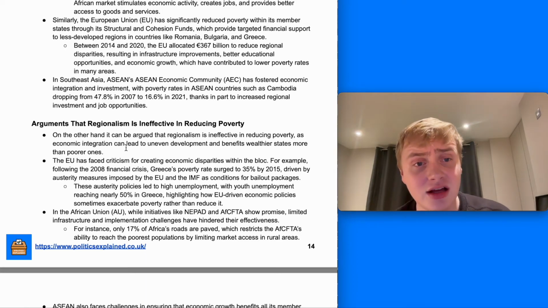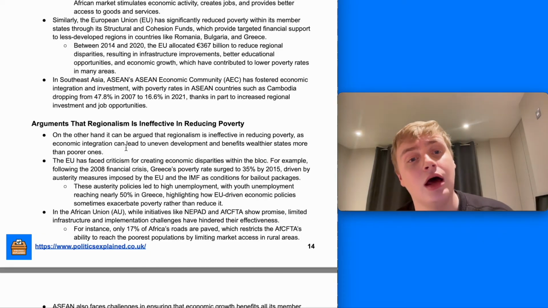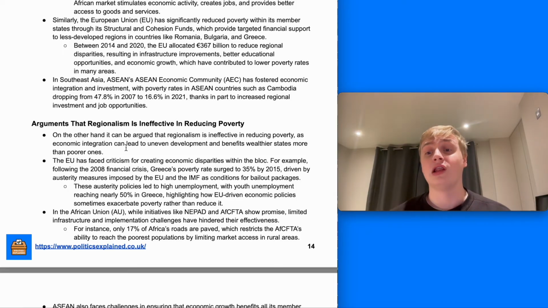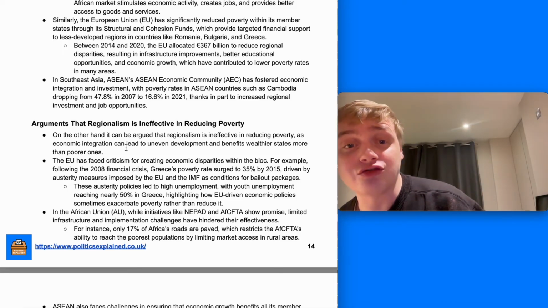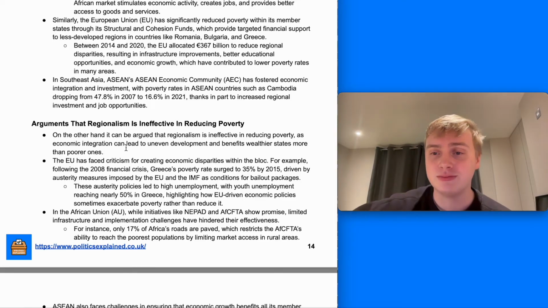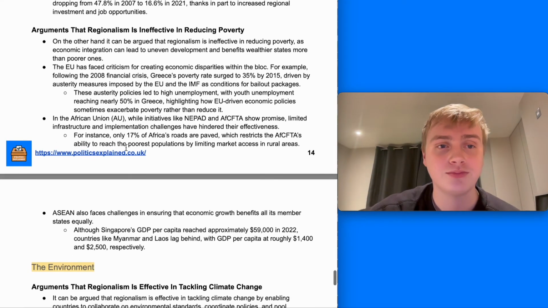And in Southeast Asia, ASEAN's economic community has fostered economic integration and investment, with poverty rates in ASEAN countries such as Cambodia dropping from 47.8% in 2007 to 16.6% in 2021, largely due to the ASEAN free trade area and increased economic growth, regional investment and job opportunities as a result.